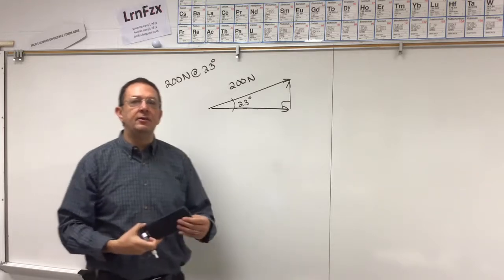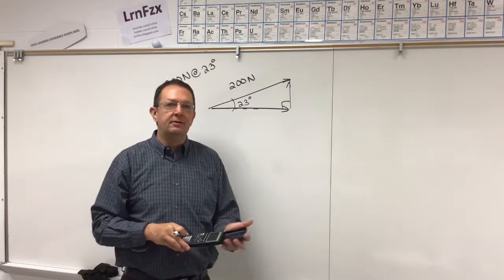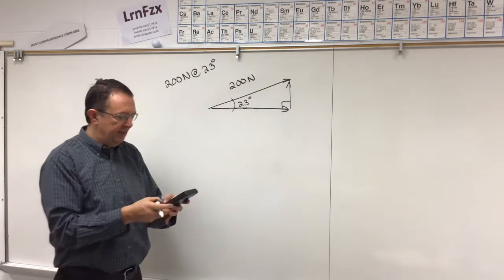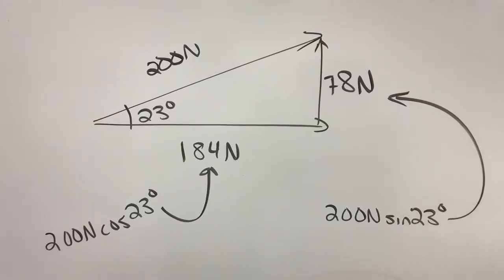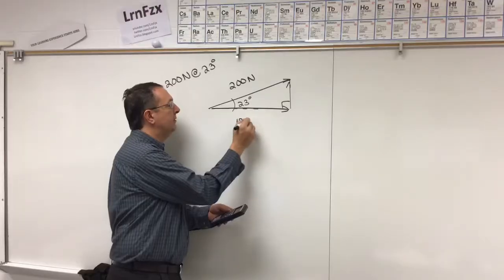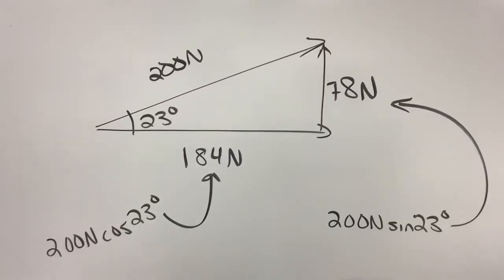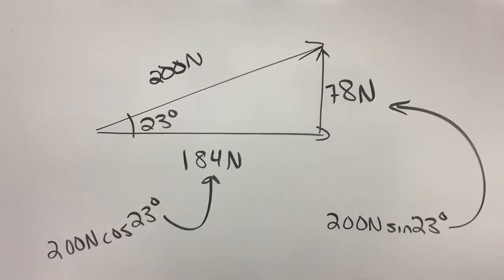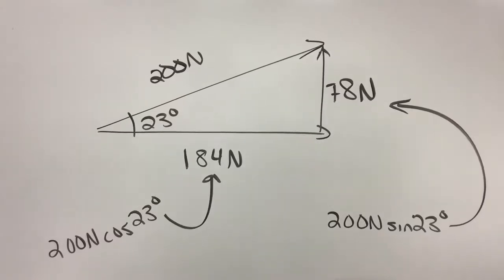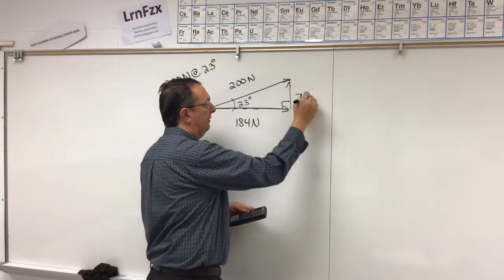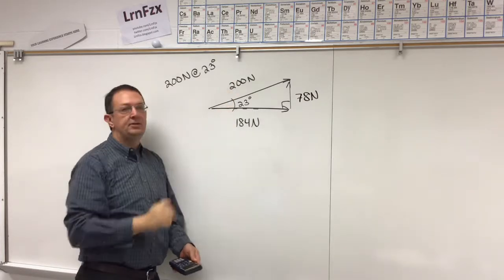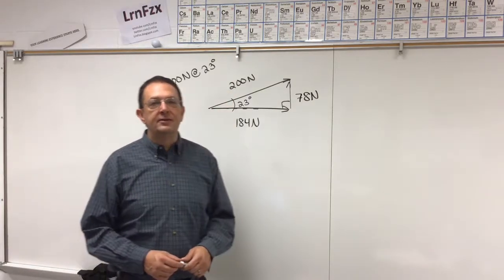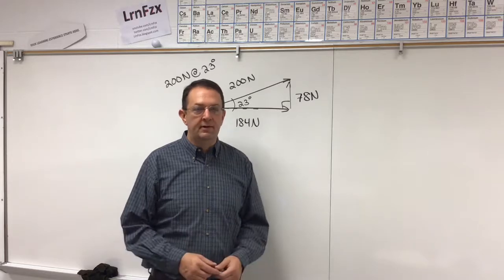The easiest way to find them using trigonometry, if you have students who understand that kind of thing, is to take 200 newtons times the cosine of the angle, 184, and 200 newtons times the sine of the angle, and you get 78. There you go. That 184 plus 78 gives you 200. We use these vector components often for two reasons.